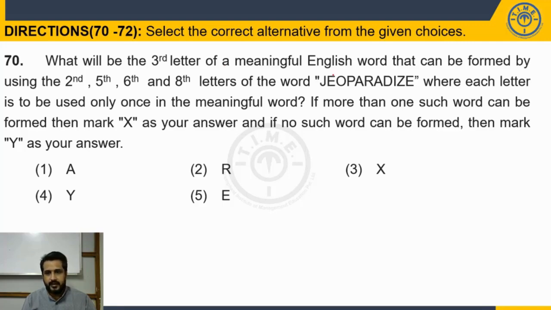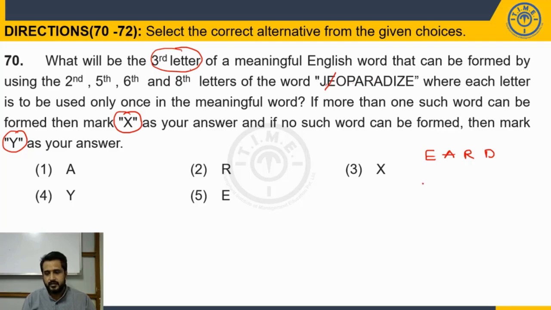Okay. Second letter is E, and 5th letter is A, and 6th letter is R, and 8th letter, 1, 2, 3, 4, 5, 6, sorry, 1, 2, 3, 4, 5, 6, 7, 8. So these are the 4 letters. Now, what is it? If only one meaningful word is formed, then the third letter of the word is your answer. If more than one word can be formed, your answer is X. If no such word can be formed, your answer is Y. There are only 3 situations: one word, more than one word, no such word can be formed.